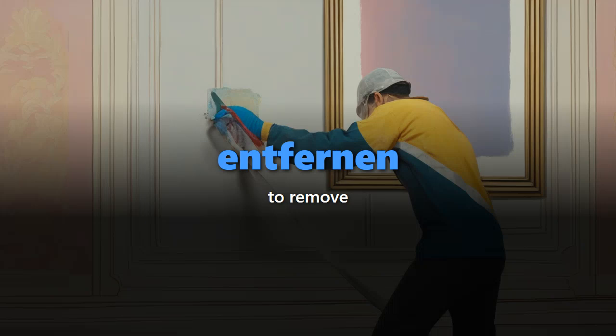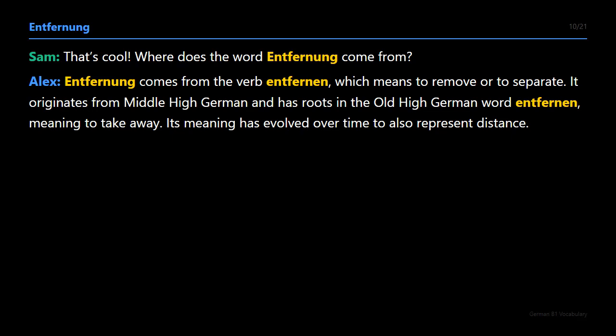That's cool. Where does the word Entfernung come from? Entfernung comes from the verb entfernen, which means to remove or to separate. It originates from Middle High German and has roots in the Old High German word entfernen, meaning to take away. Its meaning has evolved over time to also represent distance.